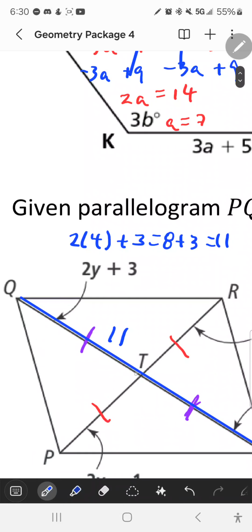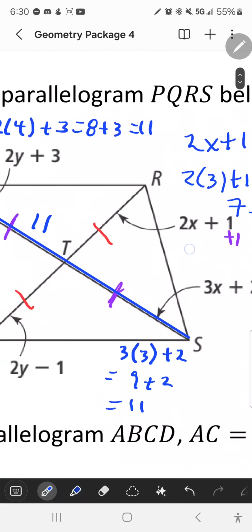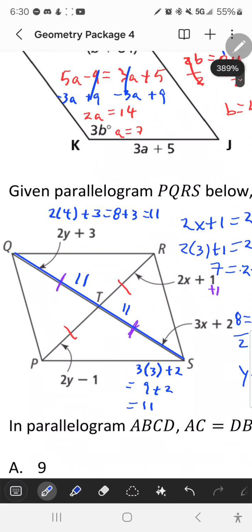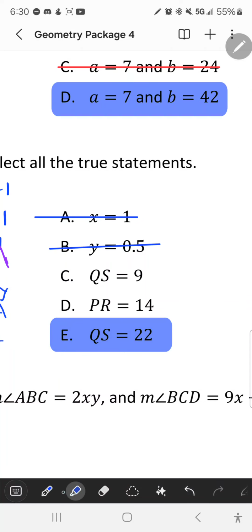But it's only this little side, QT. Now we solve it for this one here. 3x plus 2, so x is 3, 3 times 3, 9 plus 2 is obviously equal 11 because these two are equal. And now if I'm looking for QS, I need to add the two parts. So 11 plus 11 equal 22. And I can see here, QS equal 22. And this is not a right answer.